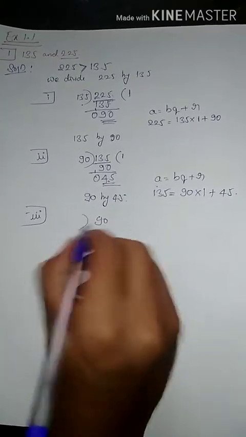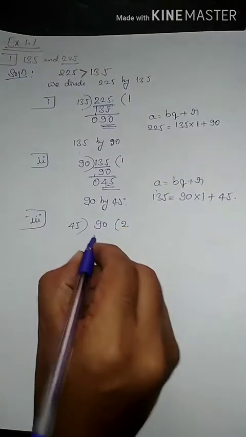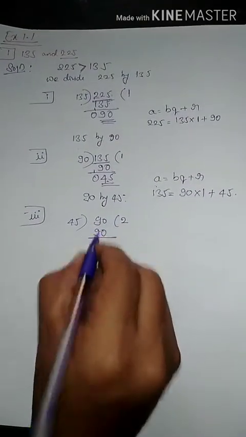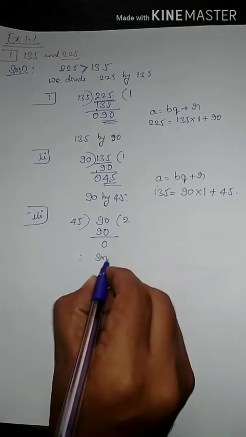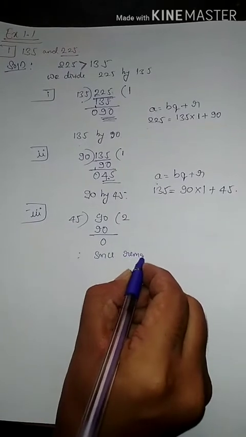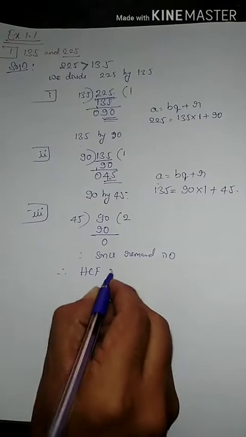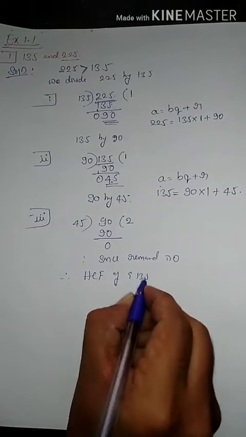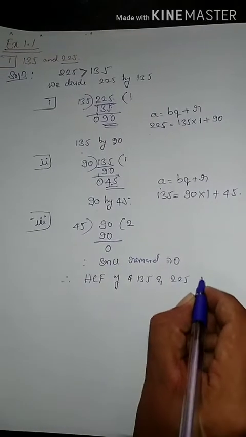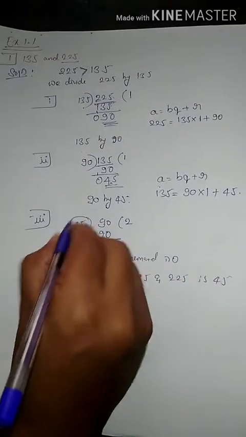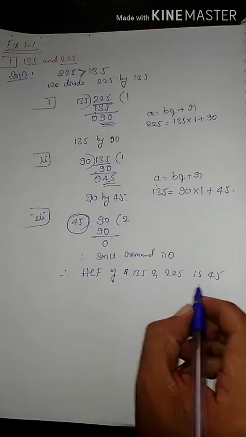90 divided by 45. 45 ones are 45. 45 twos are 90. 90 minus 90 is 0. Therefore, since the remainder is now 0, the HCF of 135 and 225 is 45. This is our HCF. Therefore the HCF of 135 and 225 is 45.